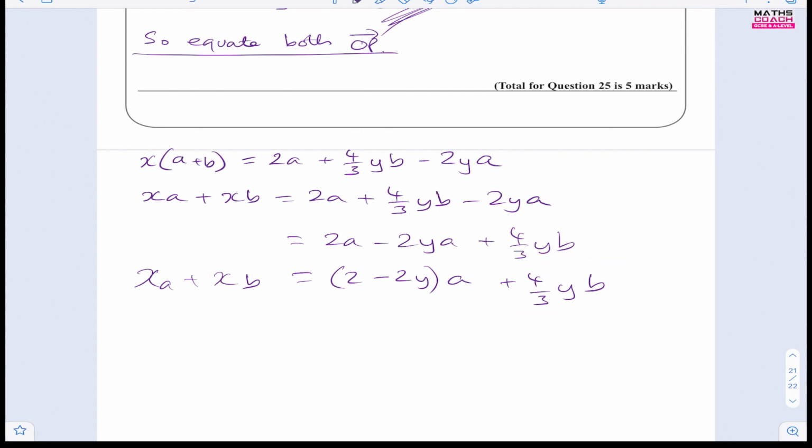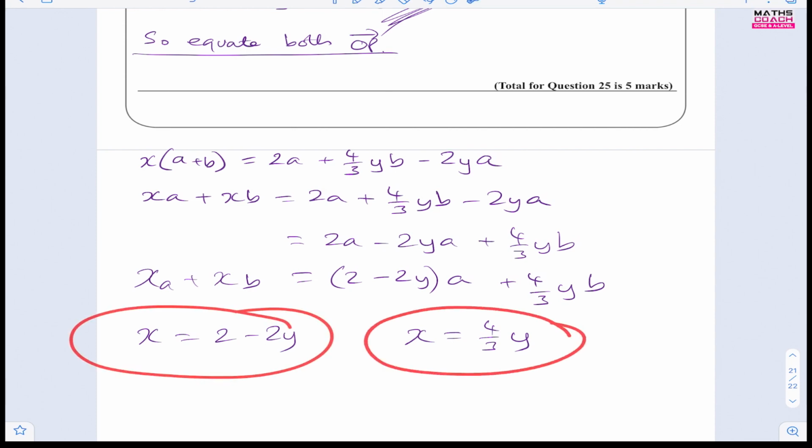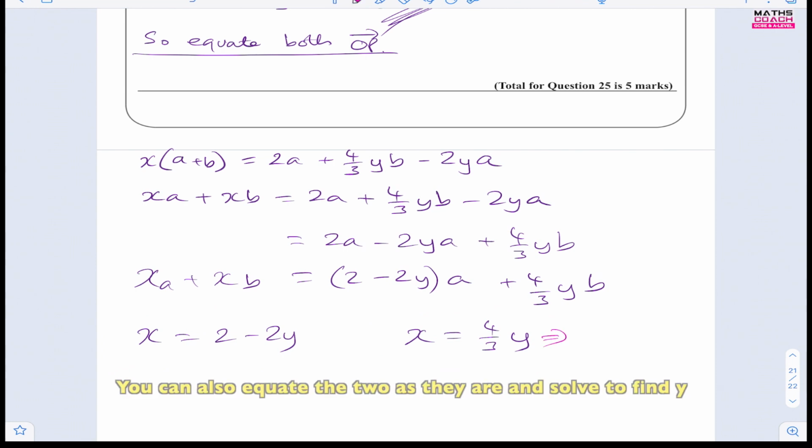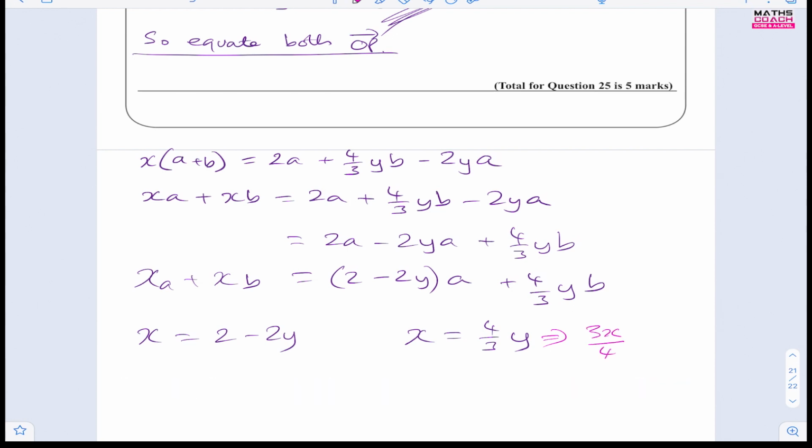So in other words, x is equal to 2 minus 2y, and x is equal to 4 over 3y, and that's your B's. So all we've done is collected our A's, which are here, and our B's, which are there, and then we just solve them. So let's take this equation and make y our subject. We're going to multiply by 3, so we have 3x, and then divide by 4. So therefore, y is now our subject.